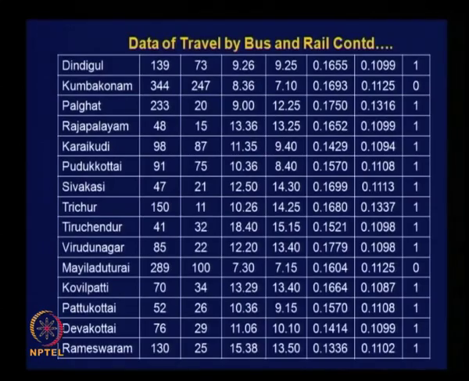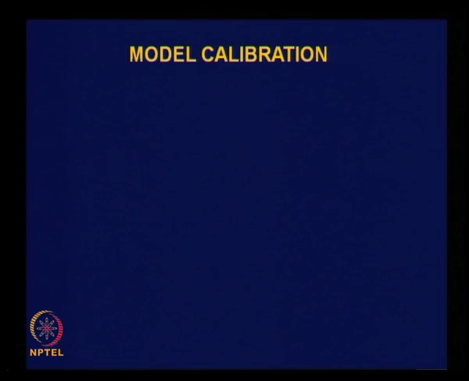Okay. Now model calibration was done using this information. What is the information available to us? The actual travel by train and bus is known, right? Capital PT and capital PB is known to us. So we know the value of P, isn't it? ln of PT minus ln of PB will give you the value of P. So the left hand side information is known to us.